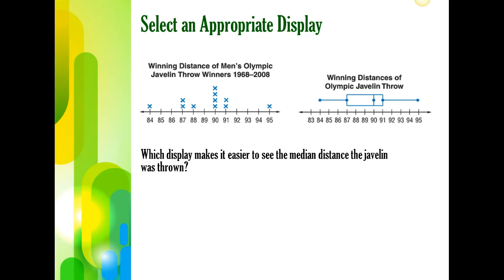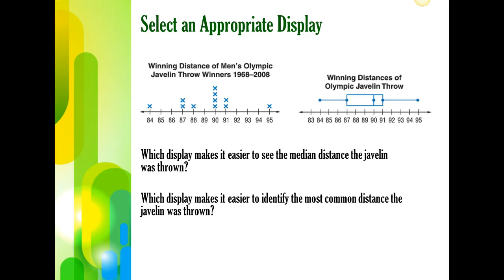The middle dot in the box plot is the median of the data. No calculation necessary. If we wanted to find the median using the line plot, we could, but we would have to first order the data and then cross off from both ends until we get to the middle value.